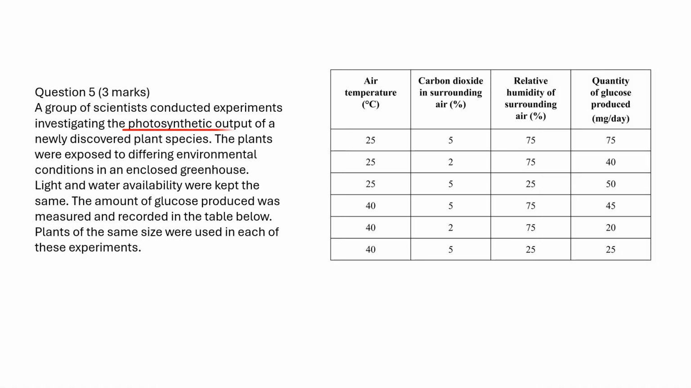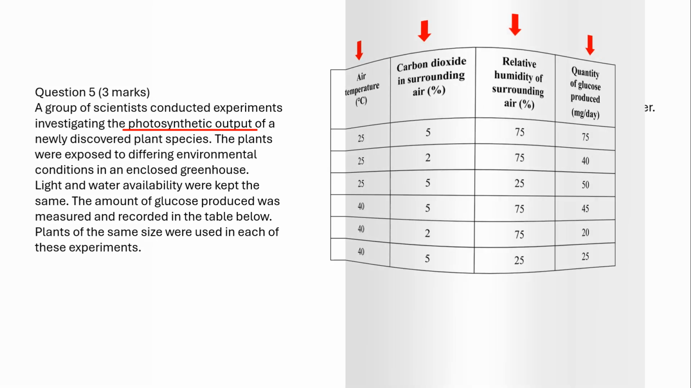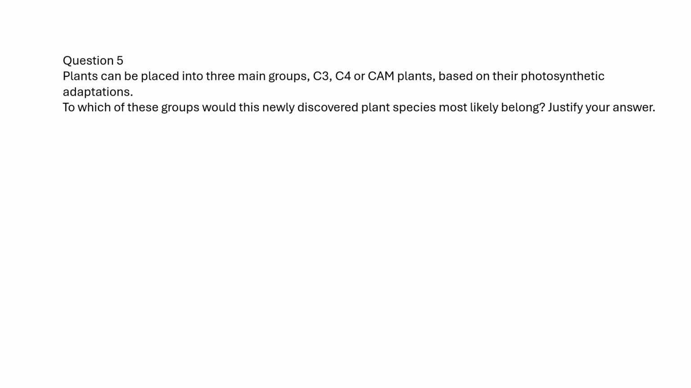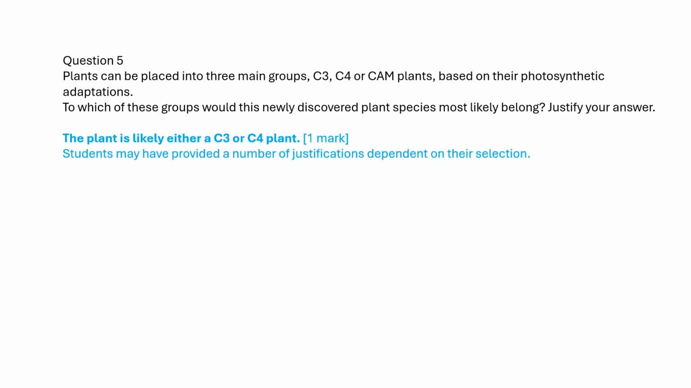The photosynthetic output is investigated. The output is the quantity of glucose produced. The plants are exposed to differing environmental conditions: temperature, carbon dioxide, and relative humidity. The plant is likely either a C3 or C4, but not CAM.